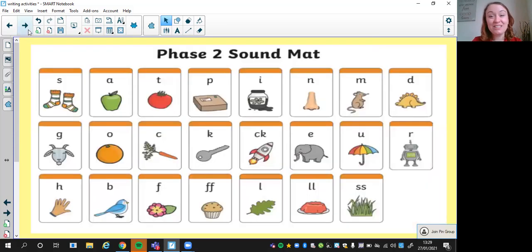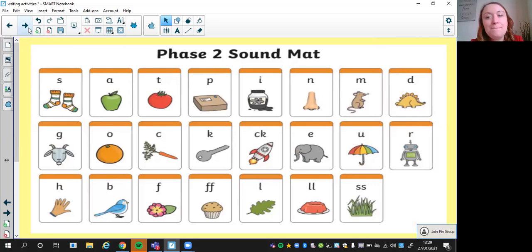First things first, fastest finger. Yeah, same old, same old. This time I wonder if you can find the first sound from the word that I am saying. So can you hear the first sound in the word and can you find it on your mat? Are you ready? Are you steady?